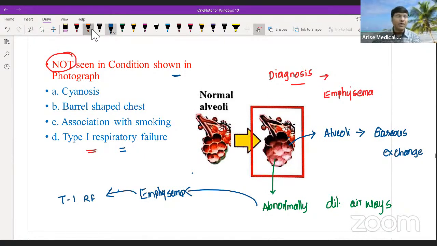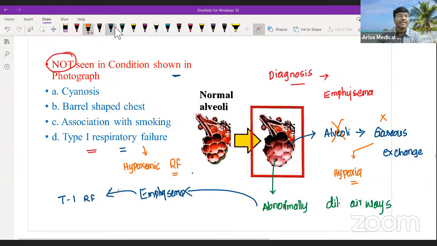Once these alveoli are damaged, gaseous exchange does not occur, and that will make the individual land up in hypoxia. So your type 1 respiratory failure is hypoxemic respiratory failure. Right, it is nothing but hypoxemic respiratory failure.